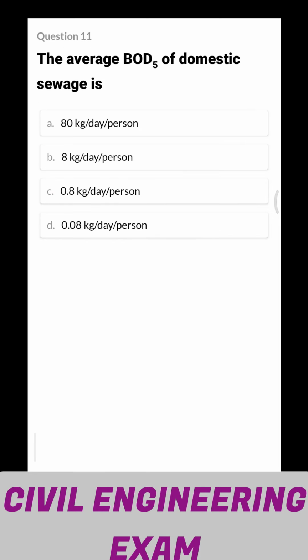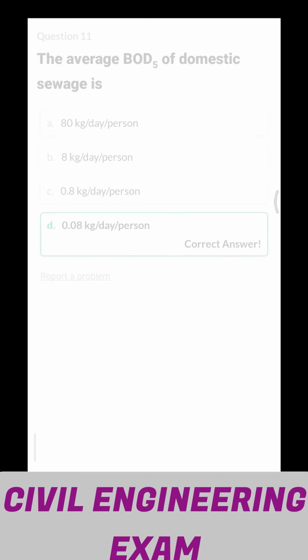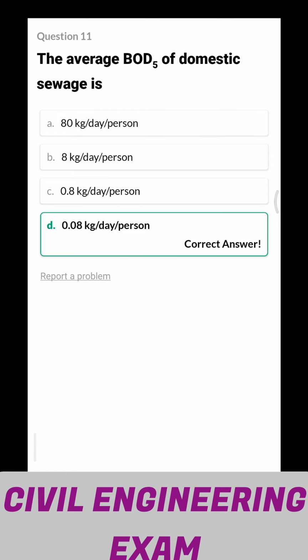So next question, the average BOD5 of domestic sewage is option A 80 kg per day per person, option B 8 kg per day per person, option C 0.8 kg per day per person, option D 0.08 kg per day per person. So the correct answer is option D, 0.08 kg per day per person.